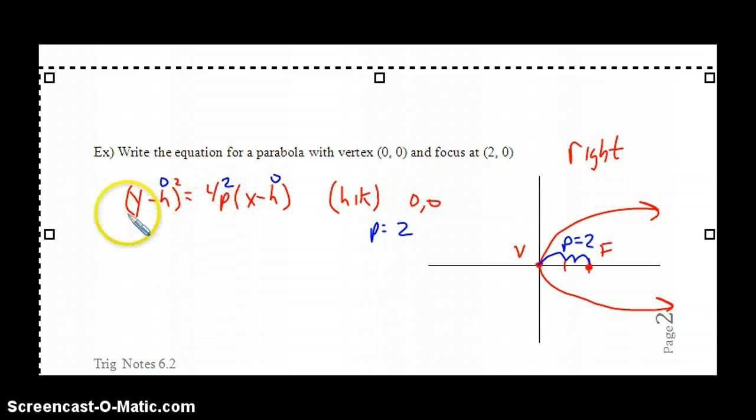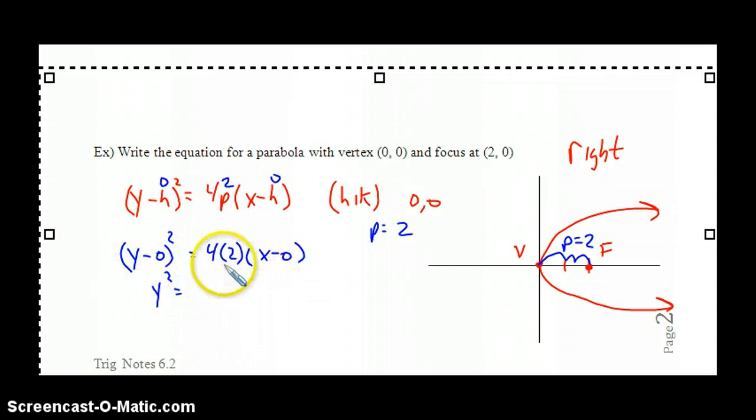Let's fill that in. Y minus 0 squared equals 4 times 2 times x minus 0. I don't really need to have this minus 0. And 4 times 2 is 8. And again, I don't really need to have this x minus 0. I can just leave it as x. So my equation that will open to the right and have a vertex and focus of the given points would be y squared equals 8x.